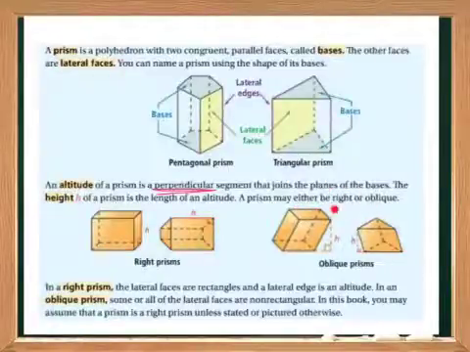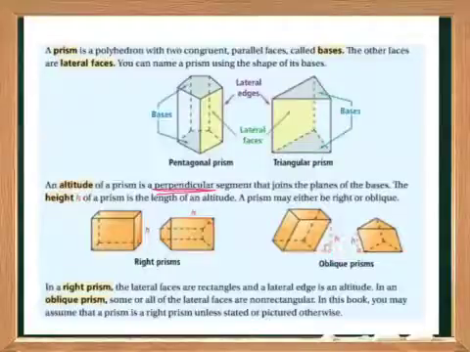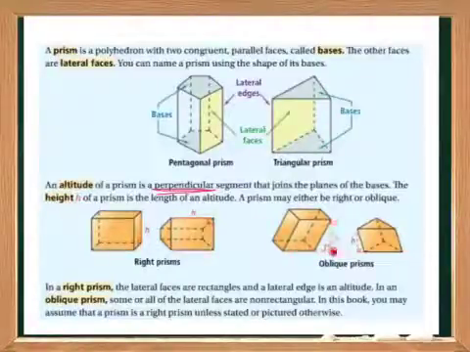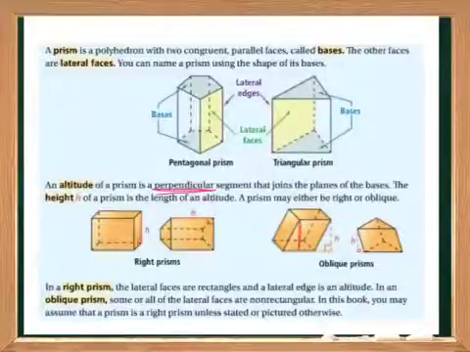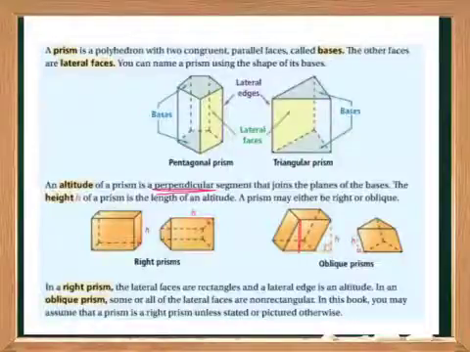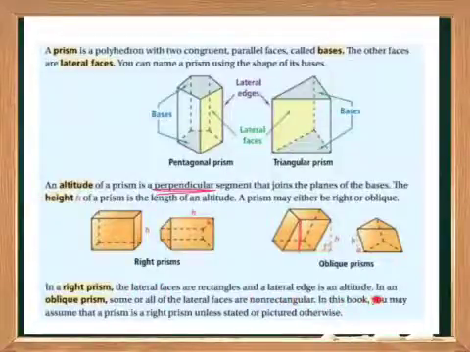Most of the ones we're going to work with are going to be right, so they're going to be standing straight up. But there are cases where they're oblique, and you have to find the distance from this base if you extend it perpendicularly up. Or, of course, you could figure out something along those lines, but you need to have the vertical height, the perpendicular height. In a right prism, the lateral faces are rectangles and the lateral edge is an altitude.